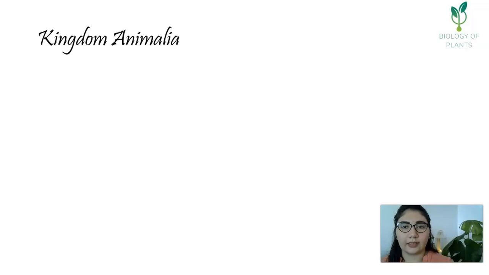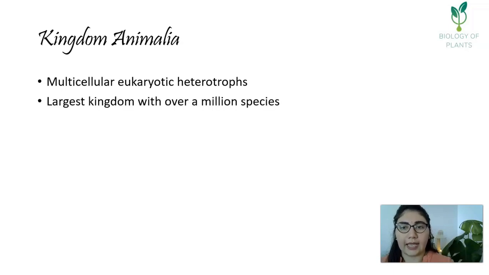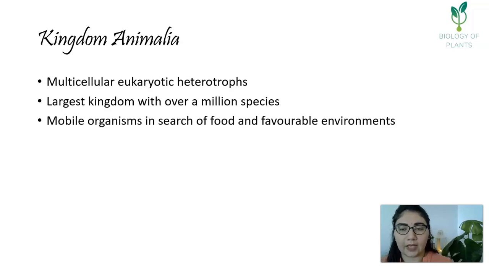Moving on, kingdom Animalia. Animals are multicellular eukaryotic heterotrophs, and it is the largest kingdom with over 1 million species. Animals are mobile organisms and they move from one place to another in search of food, water, shelter, and other favorable conditions. Animal cells lack a rigid cell wall. Their cellular contents are only protected by a plasma membrane.